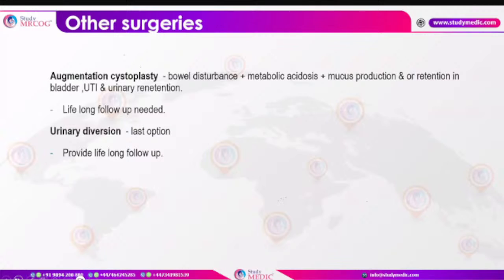The other surgeries that can be offered for women who have urgent incontinence with overactive bladder is augmentation cystoplasty. Whenever this is done, remember, it is a one-time procedure. It's going to be there lifelong. The adverse effects you can have are bowel disturbance, metabolic acidosis, and mucus production, because a part of the bowel is put into the bladder. The mucus could be retained in the bladder. Then there is a risk of urinary tract infection and also urinary retention. And the follow-up that is needed is lifelong.